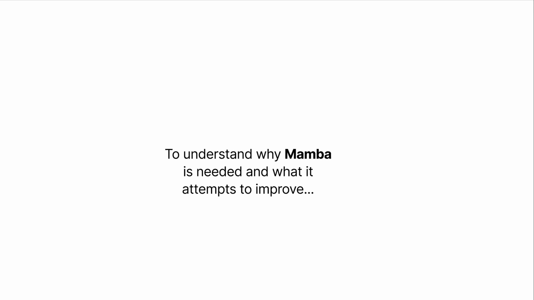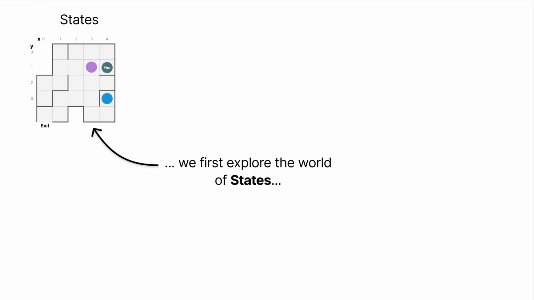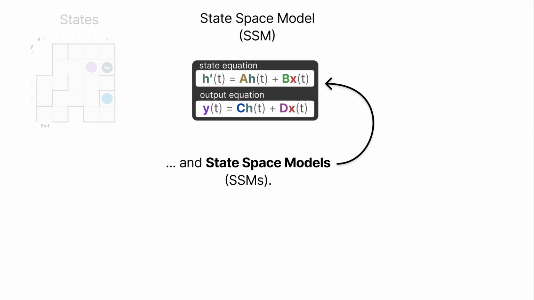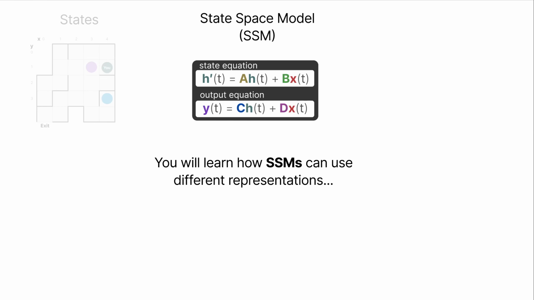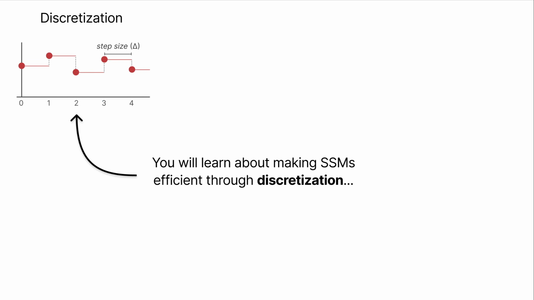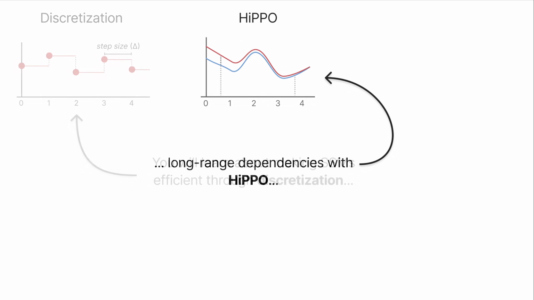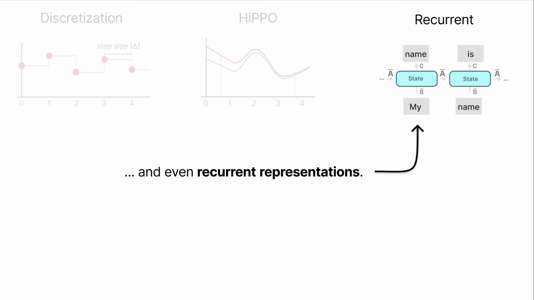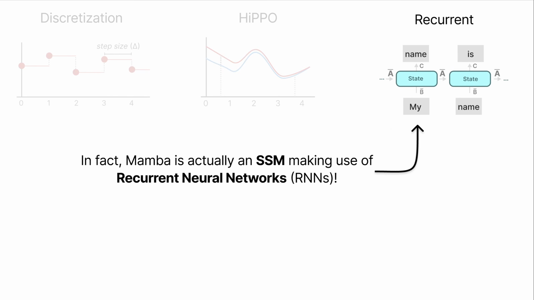To understand why Mamba is needed and what it attempts to improve, we first explore the world of states and state space models, or SSMs. You will learn how SSMs can use different representations, like a convolutional representation. You will learn about making SSMs efficient through discretization, long-range dependencies with Hippo, and even recurrent representations. In fact, Mamba is actually an SSM making use of recurrent neural networks.